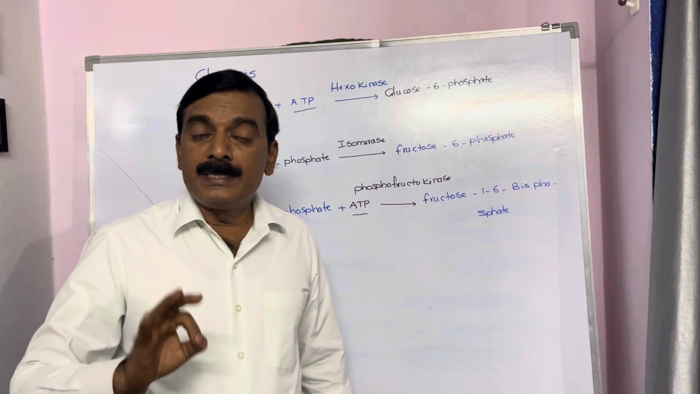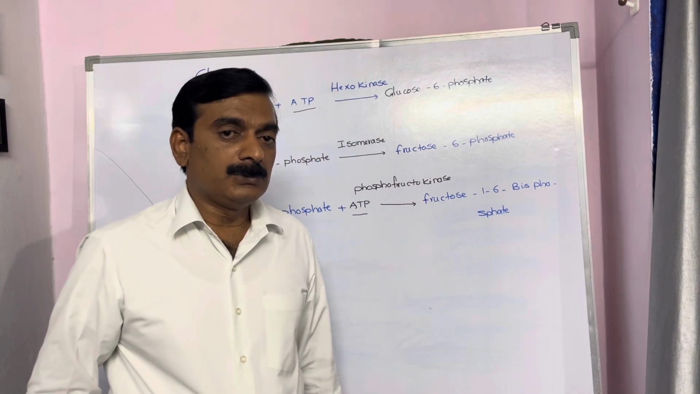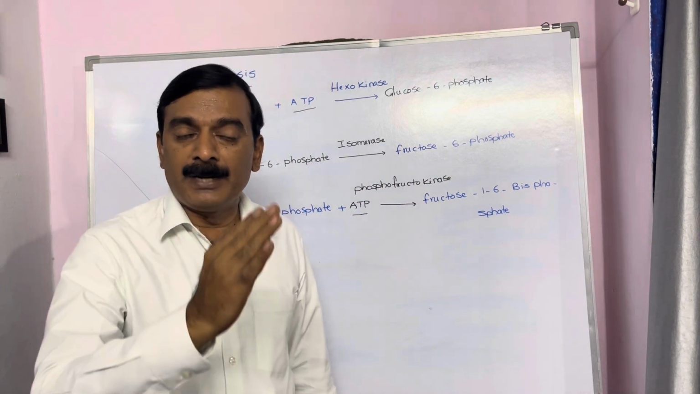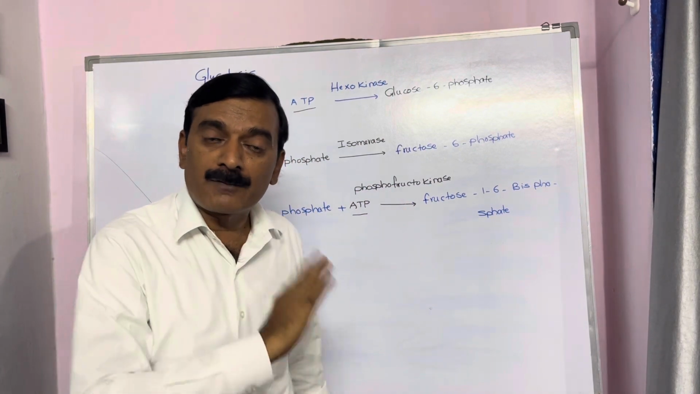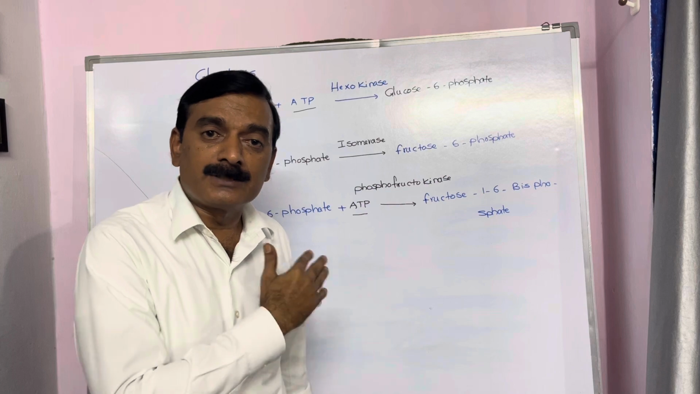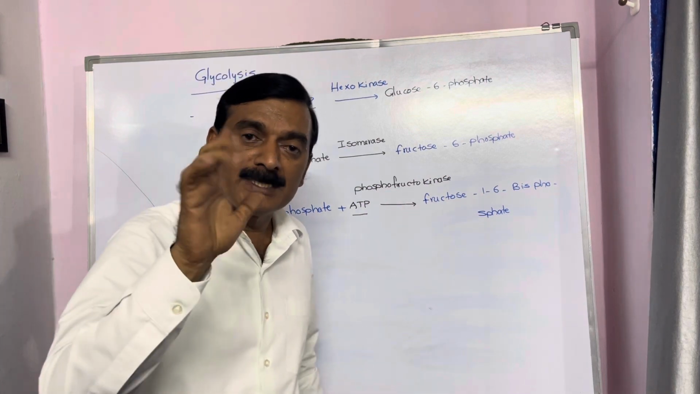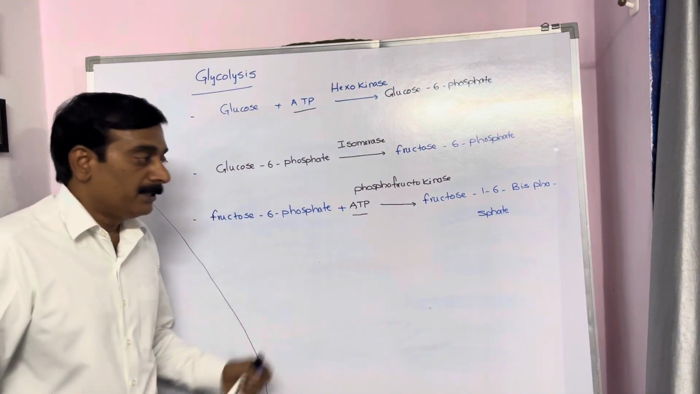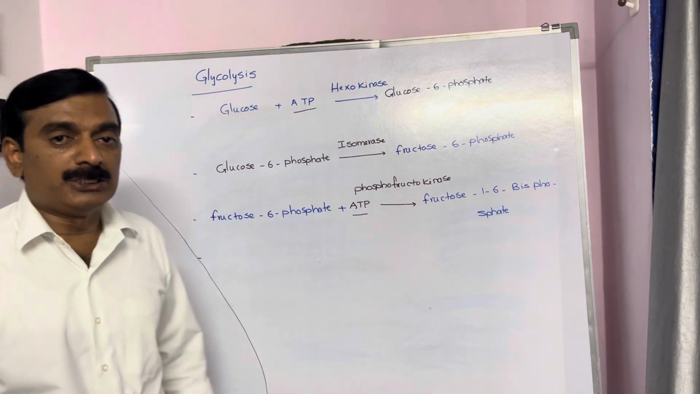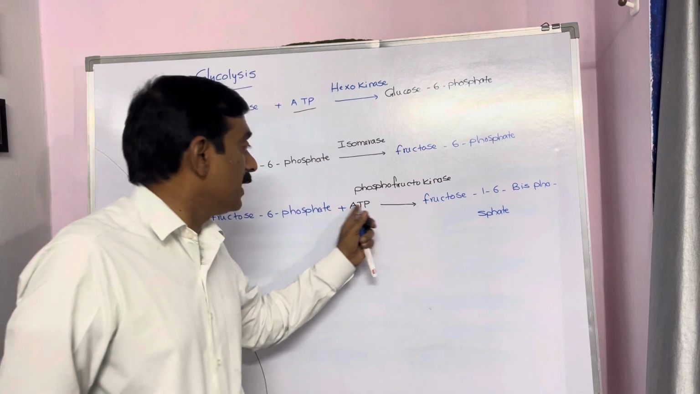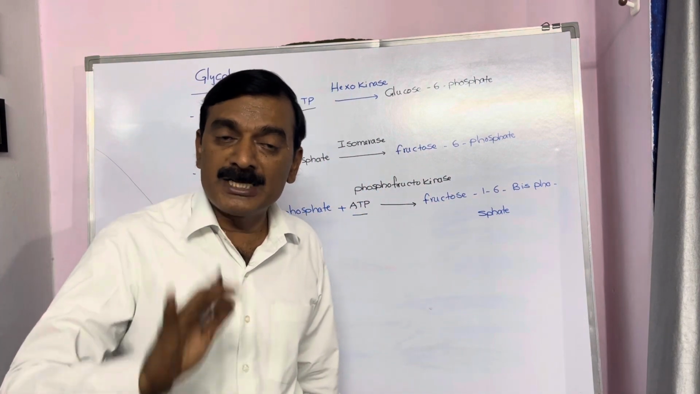Phosphofructokinase enzyme is a pacemaker enzyme. Generally, enzymes are involved in bidirectional reactions, but this enzyme is involved only in the forward reaction. It never catalyzes the backward reaction. So this type of enzyme is called a pacemaker enzyme.